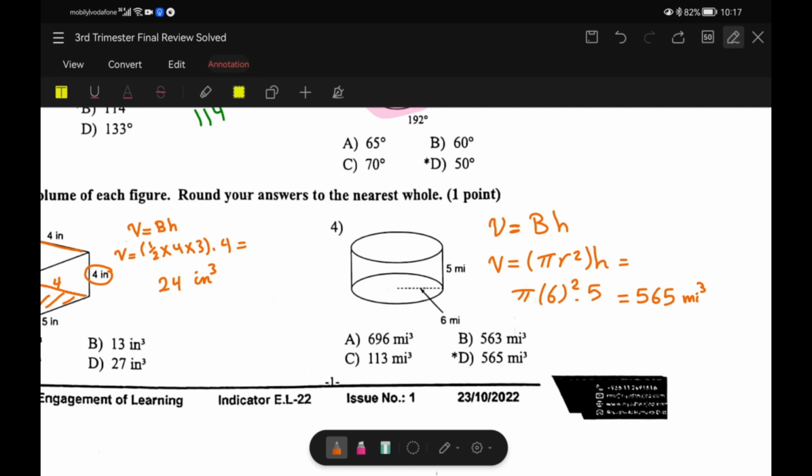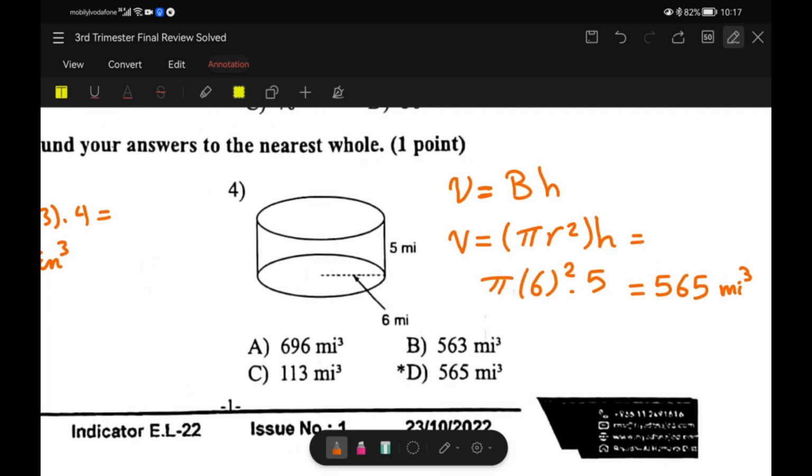How to find the volume of a cylinder? The same rule: area of base times the height. What is the area of the base here? Focus that the base here is a circle, and the area of the circle equals pi r squared. So pi r squared times the height of the shape: pi times 6 squared times 5. You will find your answer is 565 miles cubed.